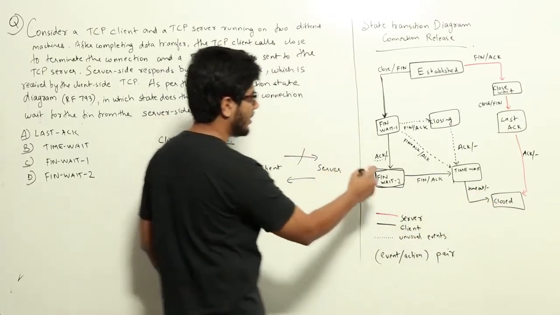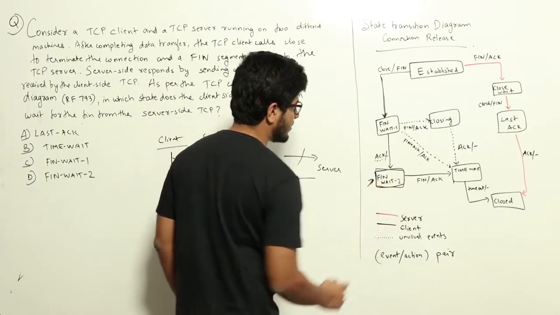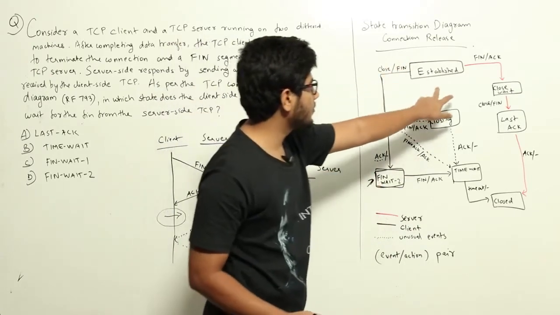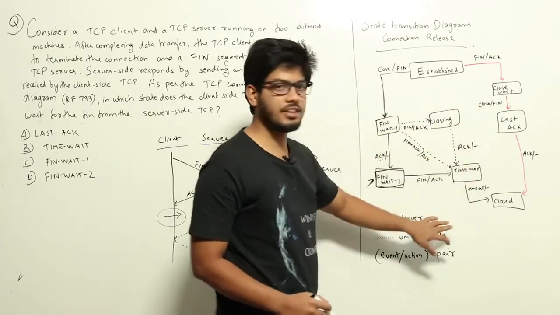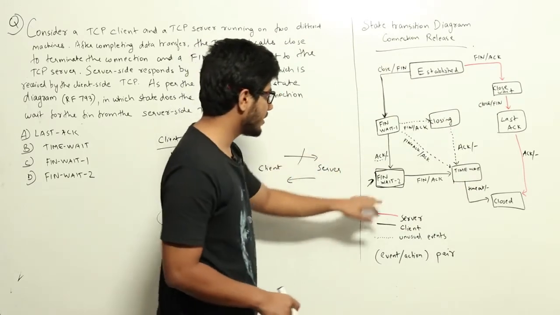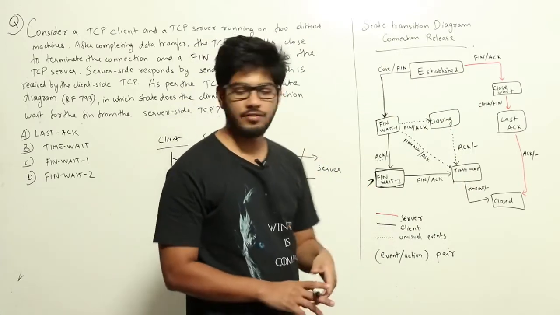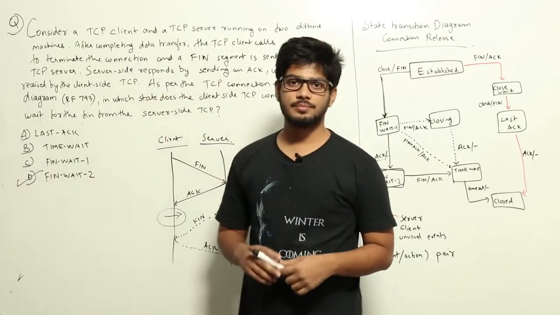So according to the question, we are in this state. So it is FIN_WAIT_2. That is the answer. You can look at the other messages for different events, such as the server sending FIN first, and all that is covered here. So please learn the TCP state transition diagram to understand this completely. For our question, the answer is FIN_WAIT_2, which is given here, option D.